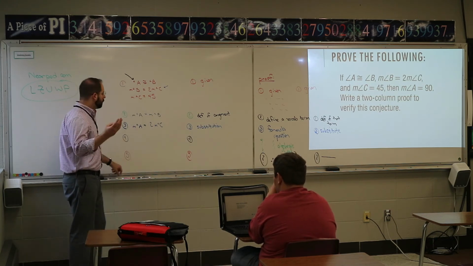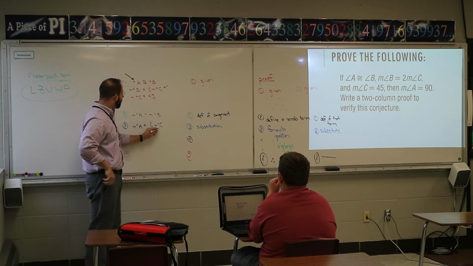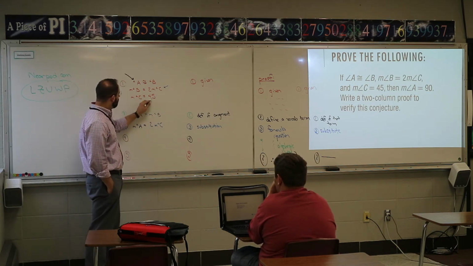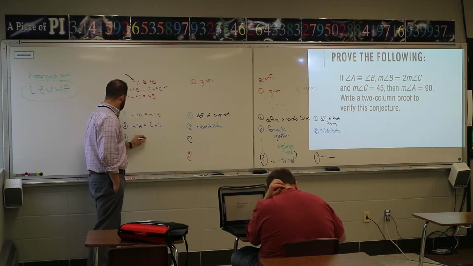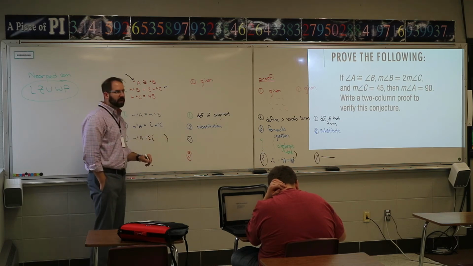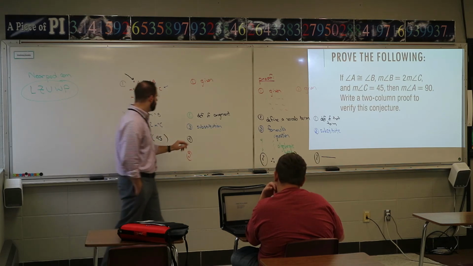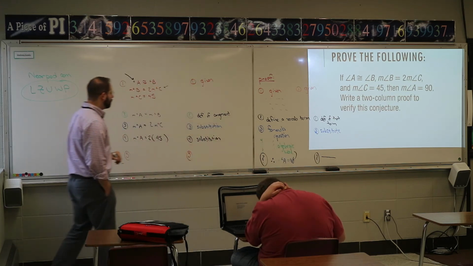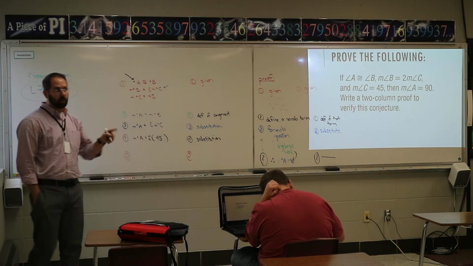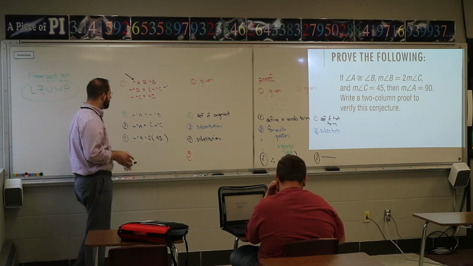Line 4. Let's keep going. We're on a roll now. What is the measure of angle C equal to earlier? 45. Let's plug that in. So, measure of angle A equals 2 times, I'm going to take out this little measure of angle C, and we know that the measure of angle C is 45. So again, I substitute it. Substitution. Because the measure of angle C was 45, so I can plug that in. Last step.